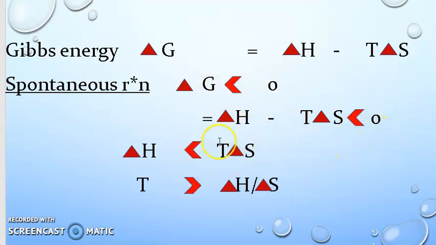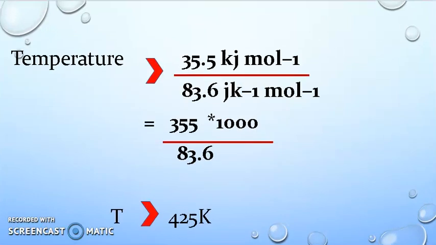Am I right? So we can write del H is less than T del S. Correct? So T del S is always greater than del H. So we can write T is greater than del H divided by del S. Correct? So we know the values for del H and del S. What is del H? It is the enthalpy change. What is del S? It is the entropy change.